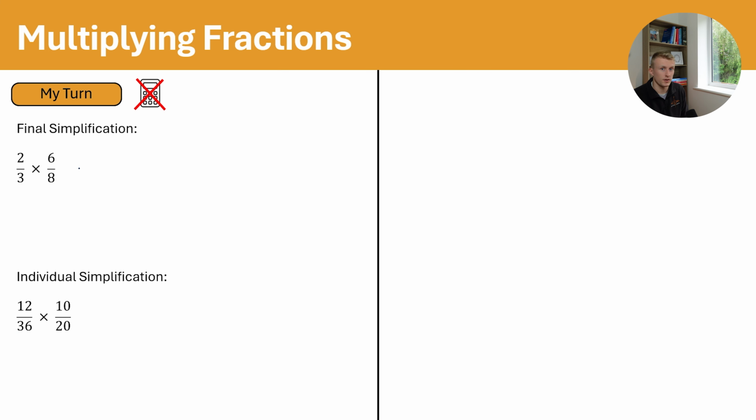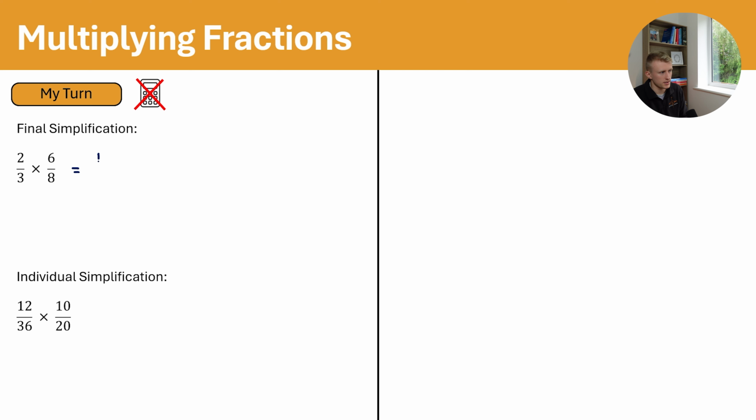Okay, we're now going to look at two examples where we have to simplify our fractions, either at the beginning, before we multiply them, or at the end, after we've multiplied them. Now in our example here, we've got 2/3 multiplied by 6/8, and I could actually simplify this 6/8 as it currently stands, but I'm not going to do that. I'm going to show you what we could do if we multiply them first and then simplify.